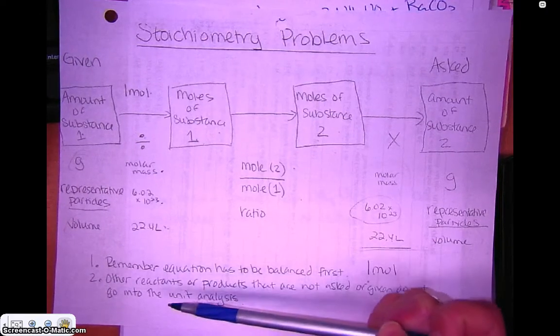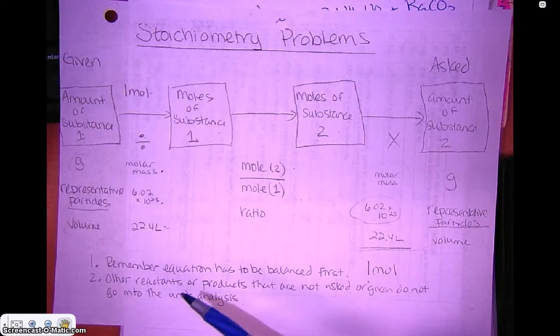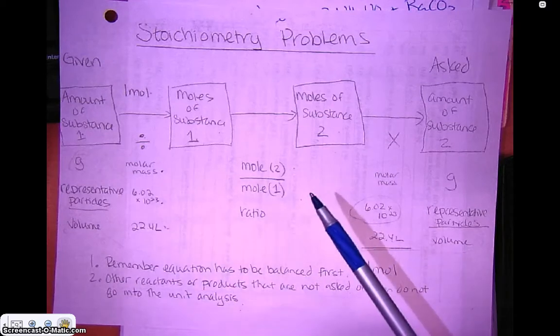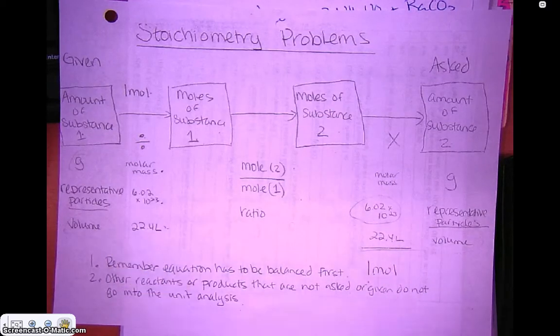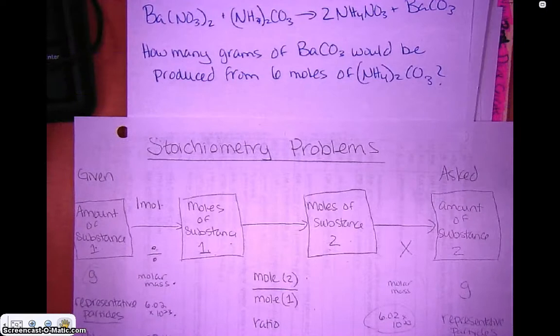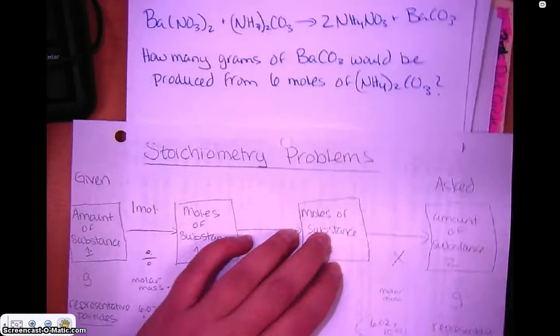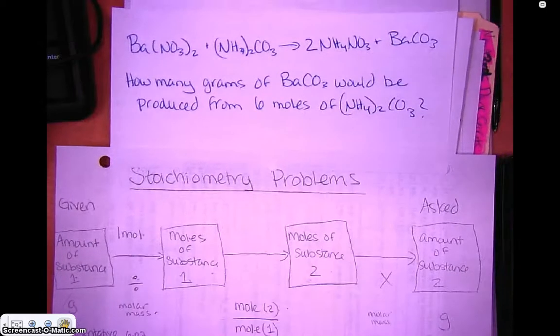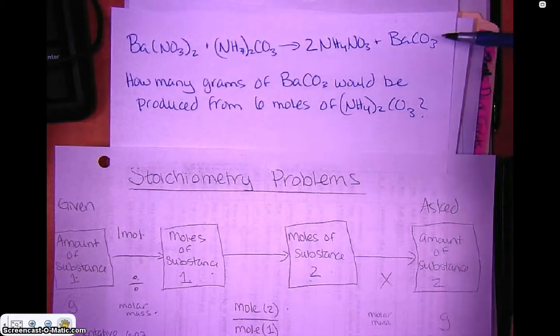So in these more advanced problems, we are going to try to go not just moles to moles, but from any relative amount to another relative amount. In this video, I'm specifically going to give you examples of grams to moles problems or moles to grams problems. All right, this is the first example. It says, how many grams of barium carbonate would be produced from 6 moles of ammonium carbonate? I have the balanced chemical equation here, so I'm ready to get started.